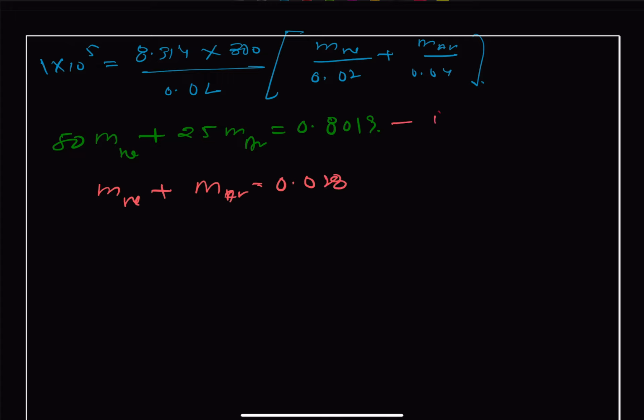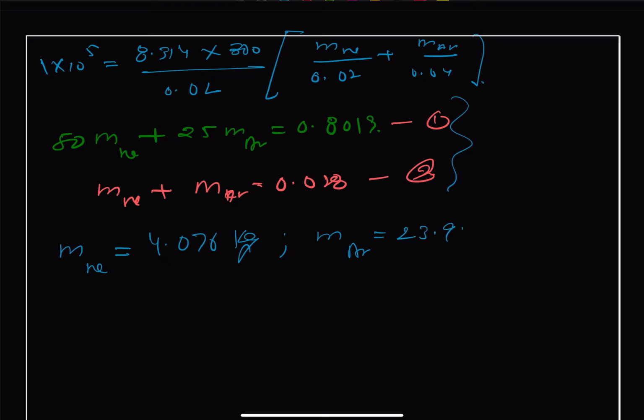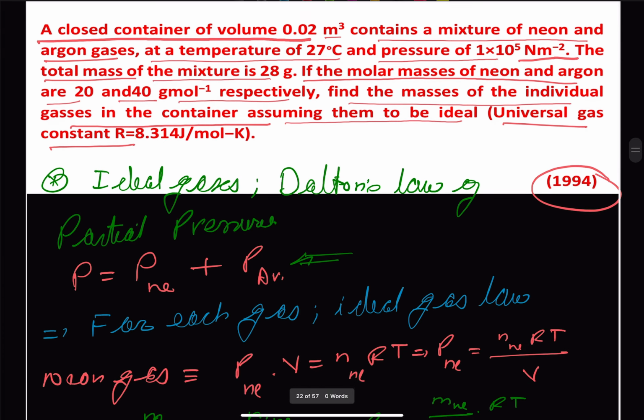So these are nothing but two simultaneous equations. We can just solve this, and solving both the equations, we are going to get that the mass of neon is equal to 4.076 gram, and the mass of argon will be equal to 23.924 gram, and this will also be in grams. I think this was only, yes, the individual gases in the container.